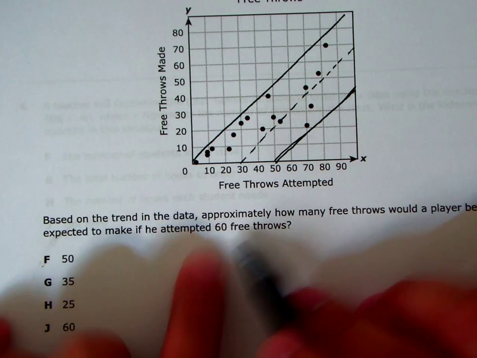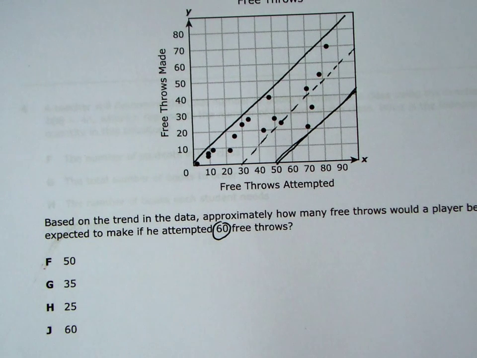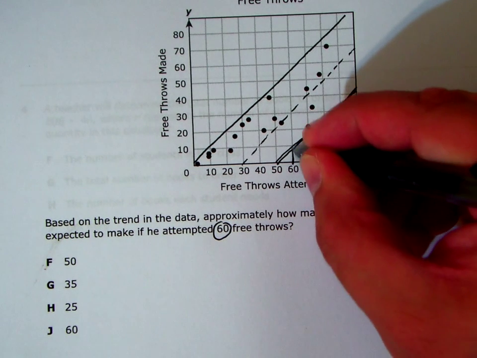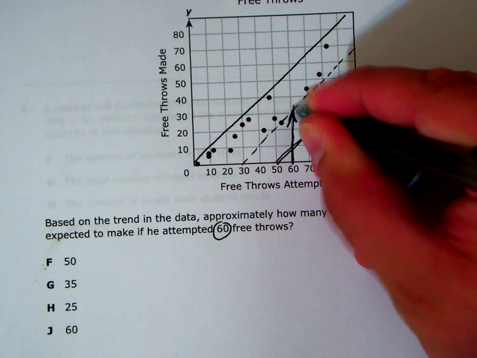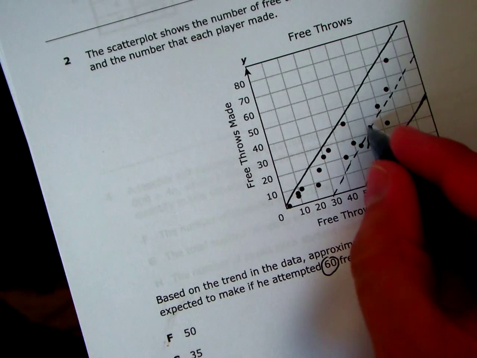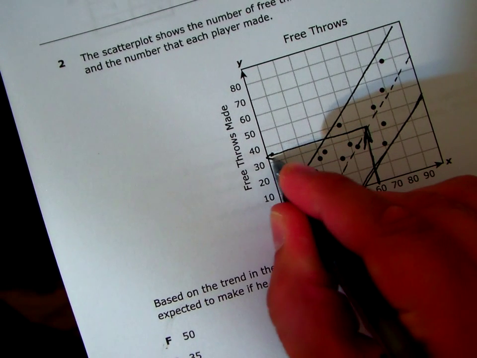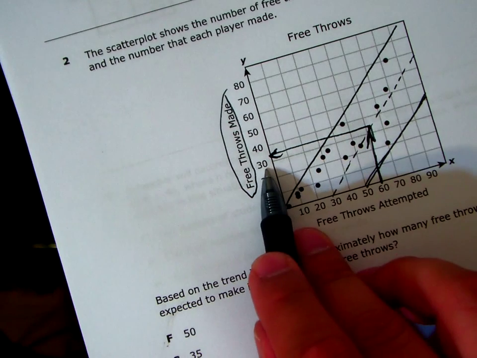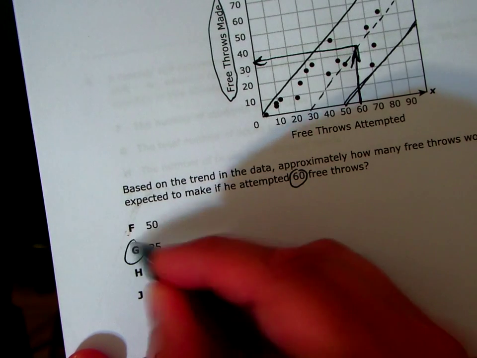Right? So it says, if it keeps that pattern or that trend, same thing. Right? When it's 60, you see 60 here? I'm going to put an arrow up. When it's 60, what will be the number of free throws made? As you notice, it's a little bit above 30. Right? So a little bit above 30 would be what? 35. Right?